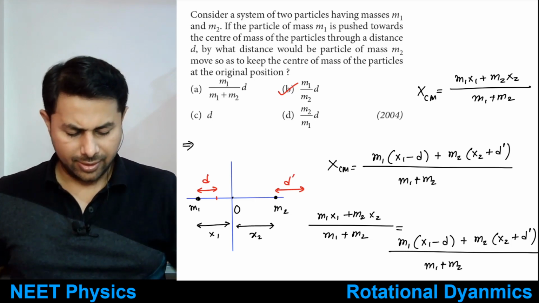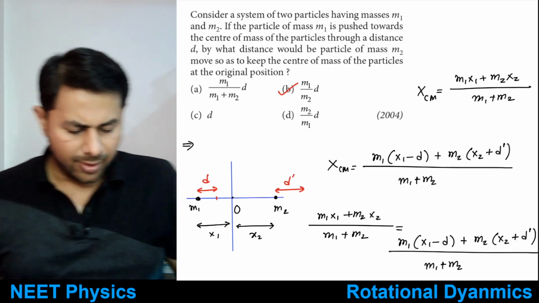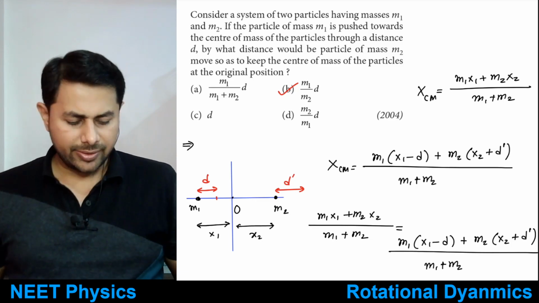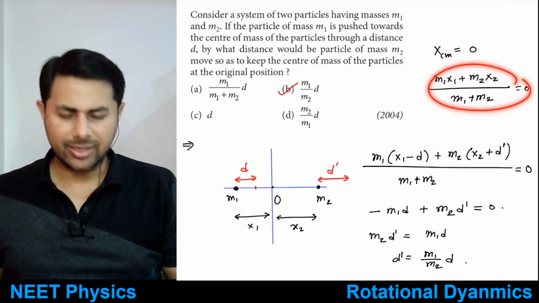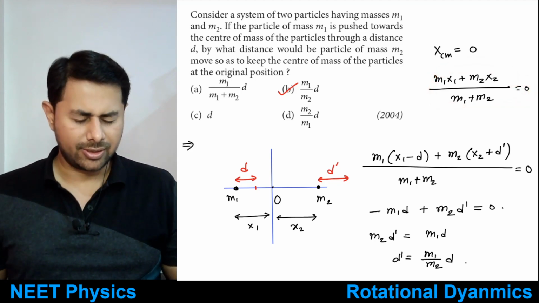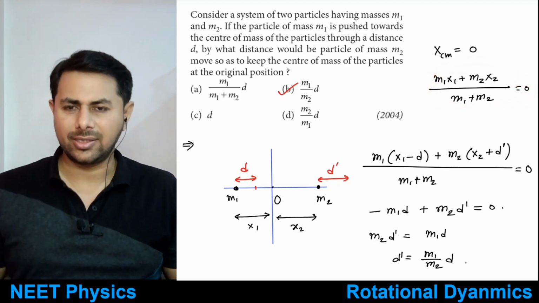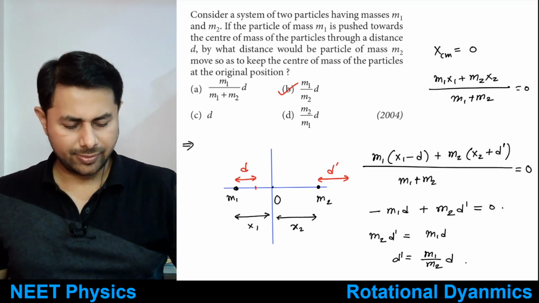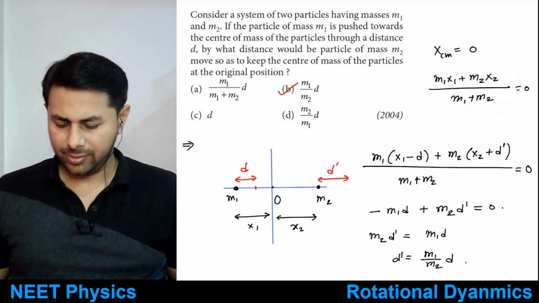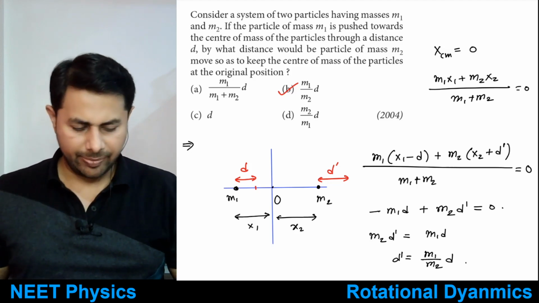Right? So it can be solved in two ways. Actually it's the same way, but in the first case we considered that the position of the center of mass is 0, that is, the origin. Okay, all right, it's simple.